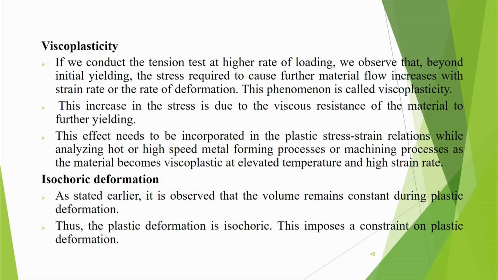Then there is one term called isochoric deformation. Isochoric means volume preserving. We are already told that there are metals whose volume remains the same during plastic deformation. Volume remains constant during plastic deformation. So, plastic deformation can be called an isochoric process. That means it is a volume preserving process. Volume does not change. This imposes a constraint on plastic deformation.